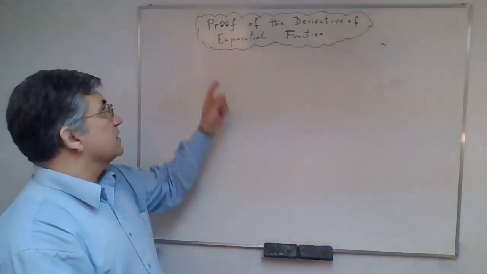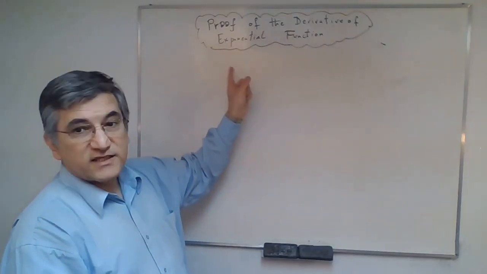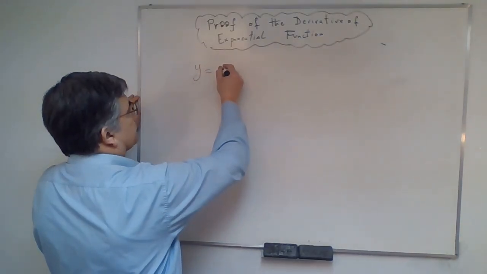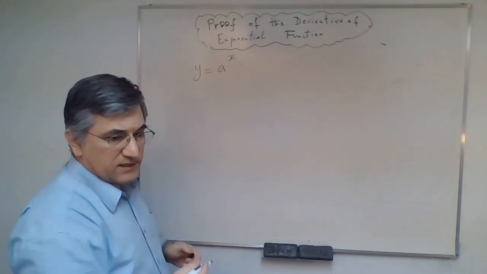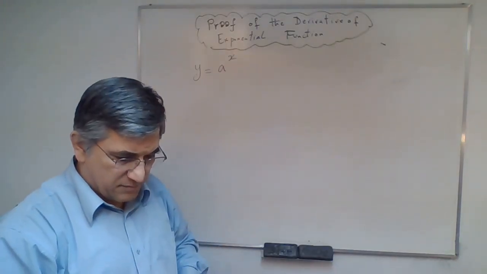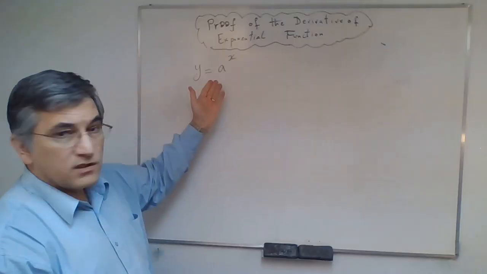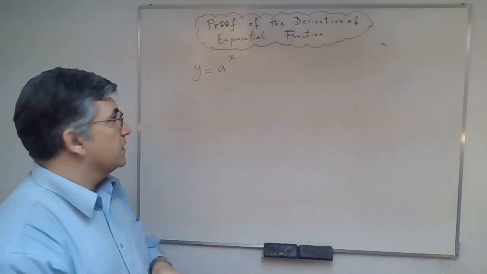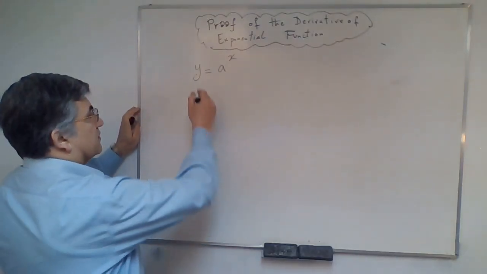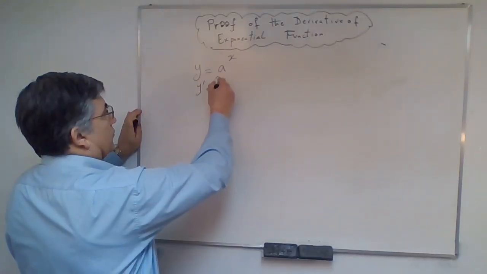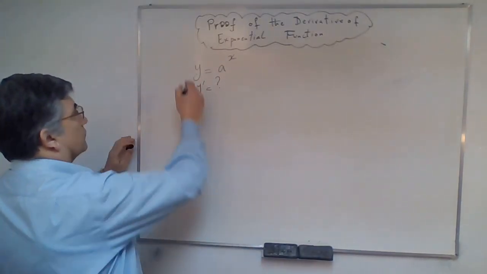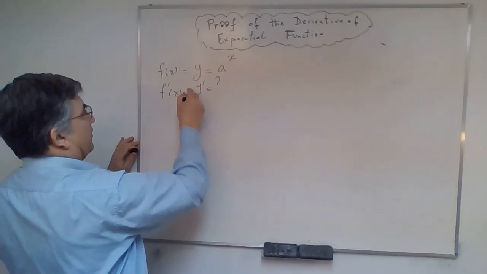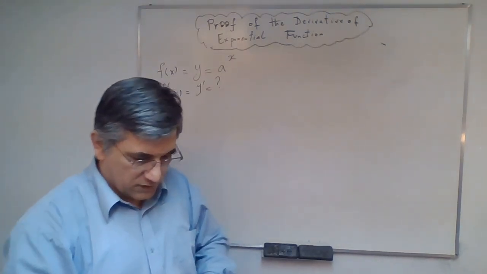Okay, in this lecture we want to learn about the proof of the derivative of exponential function. So we have y equals a to the exponent of x, and this is an exponential function. You know that the base is any positive real number except 1, and we want to find the derivative of this function. And this is basically our f of x. We want to find out f prime of x. How can we do this?